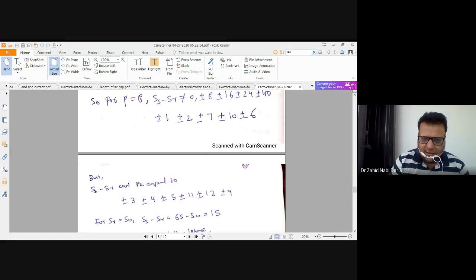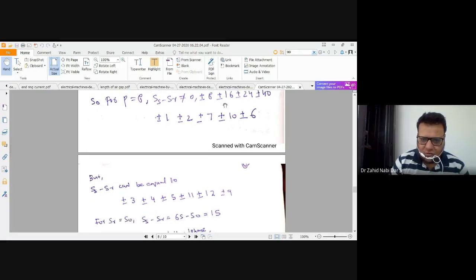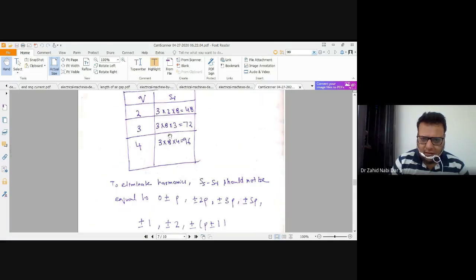But if you are taking any other value like this, and you are getting the difference to be 8, 16, 24, 40, or this 1, 2, 7, 10, 6, like this, then you cannot take these values.